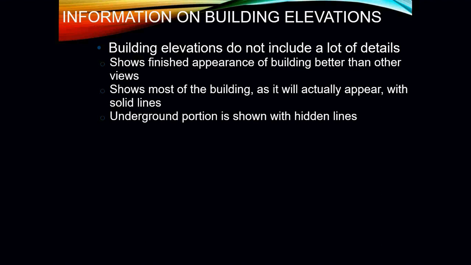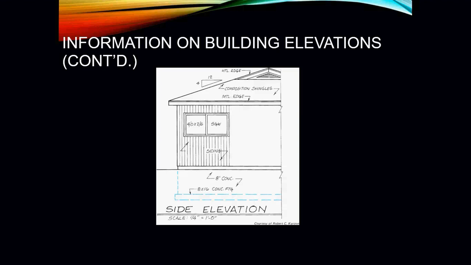Building elevations do not include a lot of detail. They do show finished appearance of the building better than any of the other views. They show most of the building as it will actually appear when it's completed, using a lot of solid lines. Underground portions are shown using hidden lines. For example here, this is our building that's above ground, so everything is technically in solid form. It gives us our siding, tells us our window size. It also gives us the pitch of the roof.